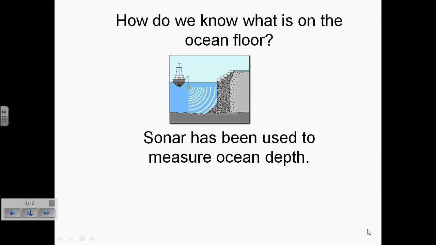So how do we know what we know? Well, a huge reason that we know the information about the subsurface topography of our ocean's bottom floor is through the use of sonar. And it can be used to measure the depth of the ocean. So we find out a lot of information using sonar.